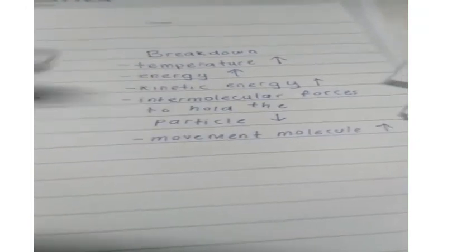So for example, solid to liquid is the melting process. Melting process is a breakdown process. So when a solid substance is heated, that means temperature is high. So when temperature is high, it gains energy. So energy is high, then kinetic energy increases. So when it increases, it vibrates more quickly and energetically.